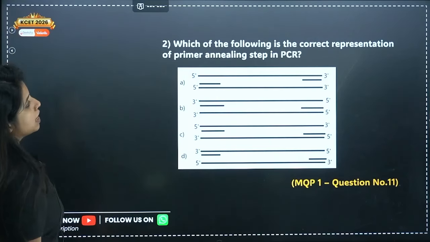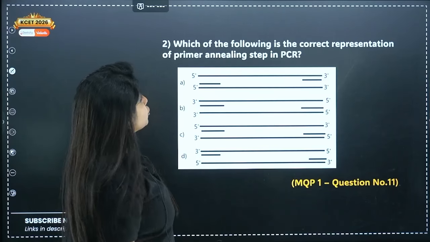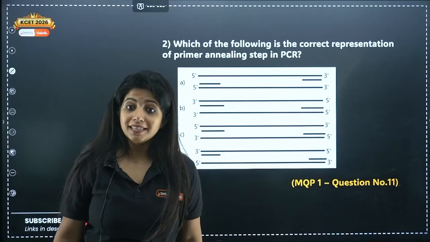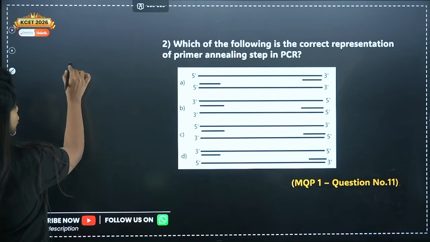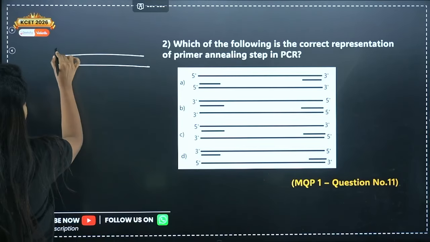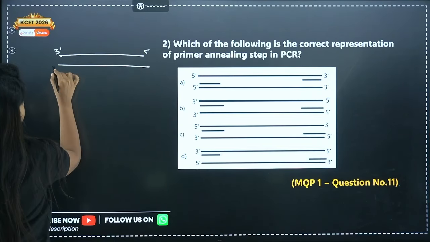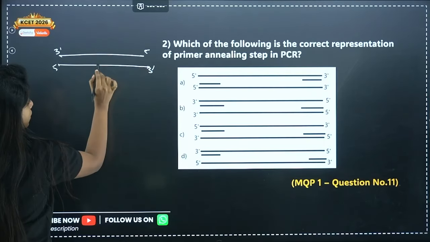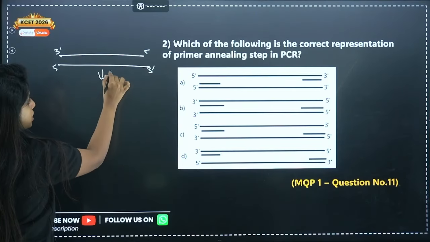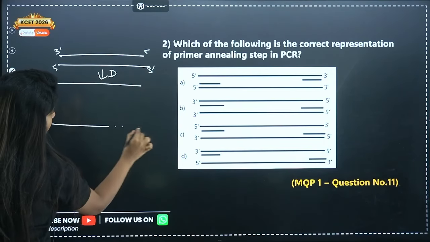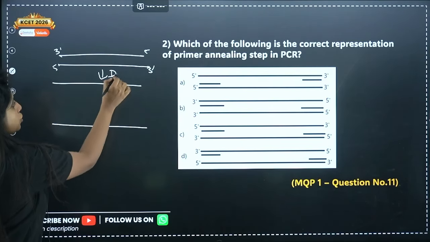Okay, yes ma'am. Next, so over here I have given the whole thing. You can go through it. Now, which of the following is the correct representation of primer annealing step in PCR? What is PCR? Polymerase chain reaction. You have a DNA over here, 3' to 5', here 5', here 3'. First step that you do is separate them. That is known as denaturation, where you're going to separate them.